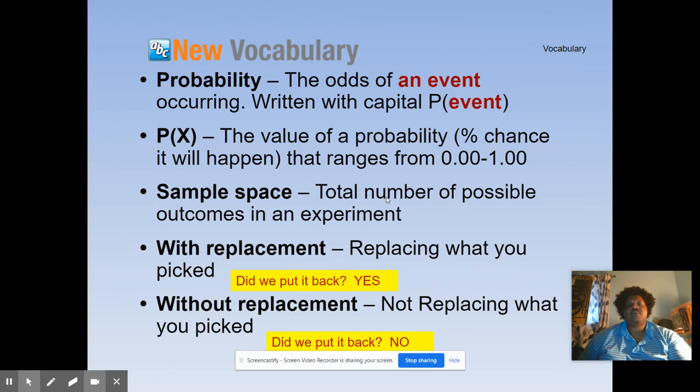Sample space is the total number of possible outcomes of an experiment. When you see the word replacement, that means that if I take something out of a bag or a box and I calculate the probability, I end up putting it back into that box. Without replacement basically means that if I'm taking something out of a container, I do not put it back. And that changes the situation when you do probability, one probability after another.